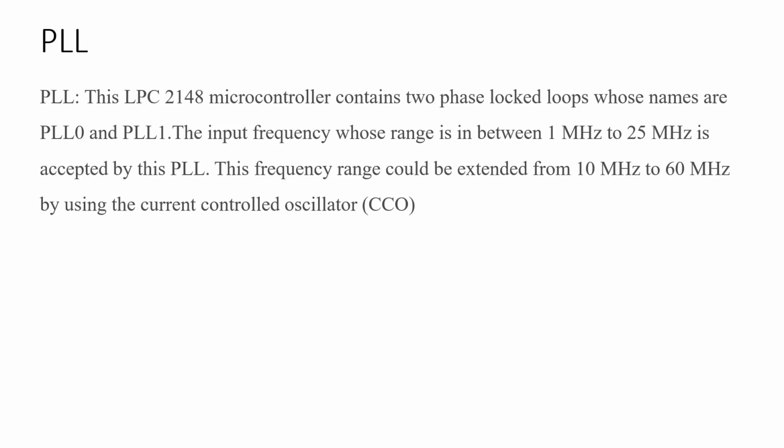Next one is the phase lock loop, PLL. PLL is used in the prescaler so that the frequency can be changed. The pulses can be generated depending on the frequency available.